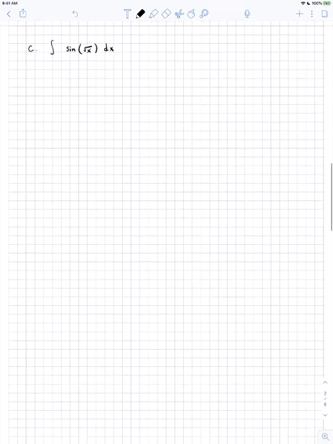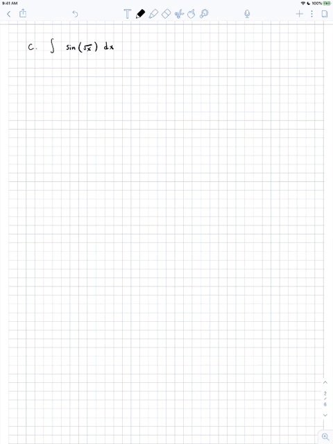This is where the problems start getting a little bit sneaky. Here we have sine of the square root of x. Now this one may not look like an integration by parts problem, and on the face of it, it isn't, but you can do this problem using integration by parts. But before you do that, you have to make it look like it has multiple parts. And in this case, the way to do that is to use a substitution.